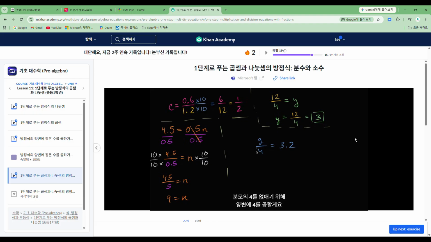Well, I want to get rid of this dividing by 4, so the easiest way I can think of doing that is multiplying both sides by 4. So I'm multiplying both sides by 4, and the whole reason is because I have 4 divided by 4 gives me 1. So I'm going to have g is equal to, what's 3.2 times 4? Let's see, 3 times 4 is 12, and 2 tenths times 4 is 8 tenths. So it's going to be 12 and 8 tenths. g is going to be 12.8. And you can verify this is right. 12.8 divided by 4 is 3.2.